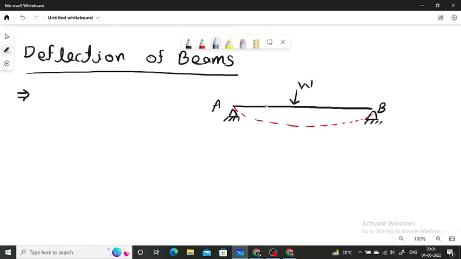Okay, consider an initial point C. Now this point will be vertically displaced due to this point load, due to this deflection. This displacement of this point is known as deflection.